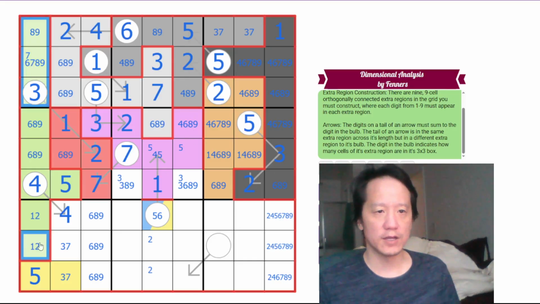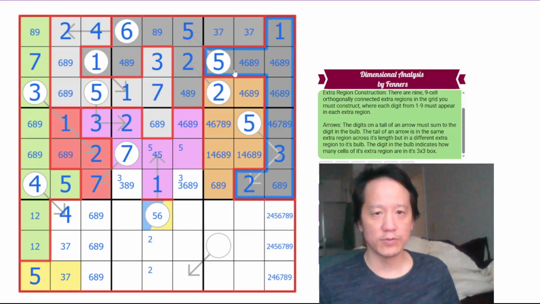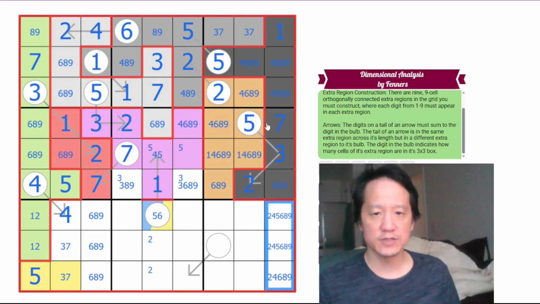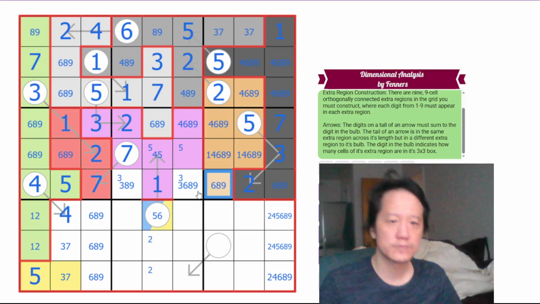Where is a 7 in column 1 then? It has to be here. So this is 7, which eliminates 7 here. Therefore, we need a 7 in this dark gray region. Where is a 7 possible? It can only be here. So this is 7, which means this can't be 7 here. This can't be 7 here.